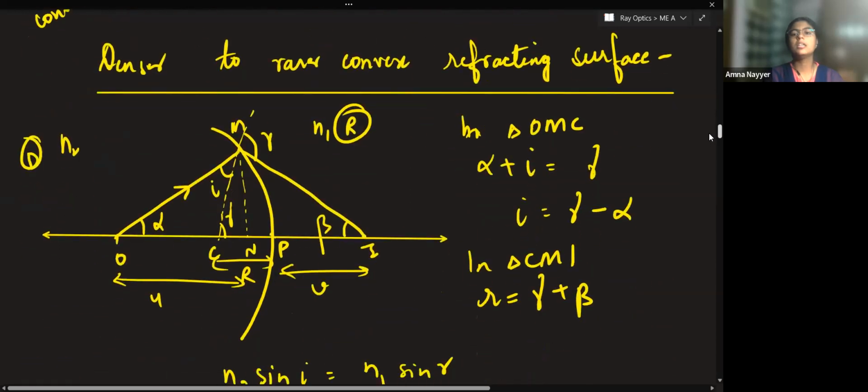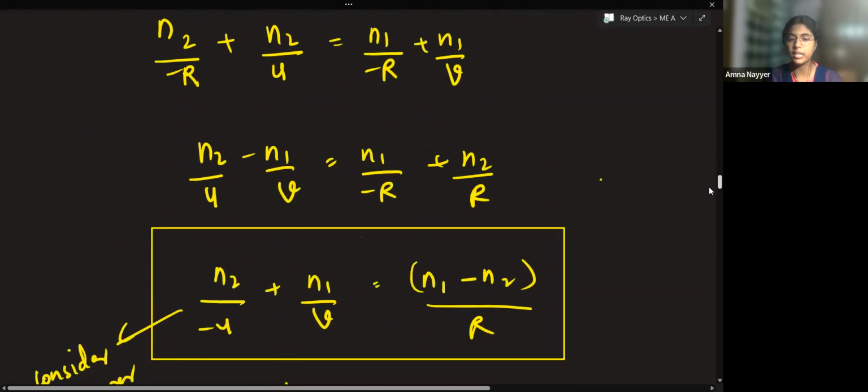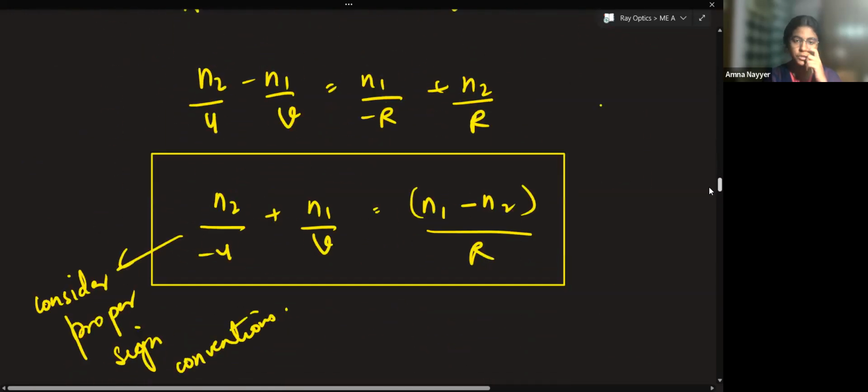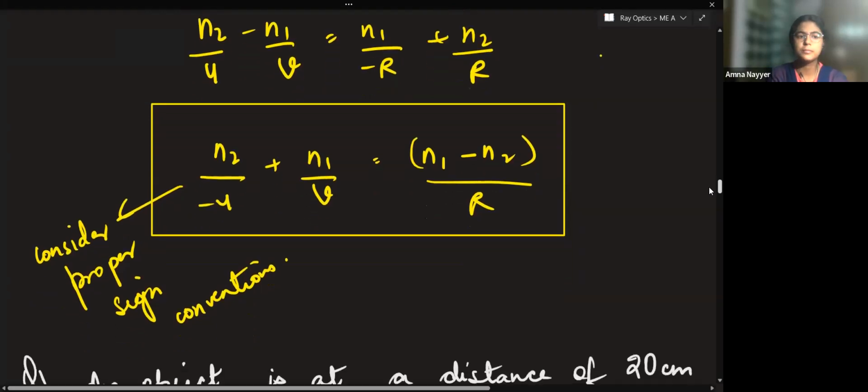Then for denser to rarer, the opposite one, the formula had a difference. This was a very long derivation we had seen: n2 by minus u plus n1 by v is equal to n1 minus n2 by R. Instead of n2 minus n1 by R, we have n1 minus n2 by R. So this completed the topic, but we didn't do any numerical. Let's do a question on this.